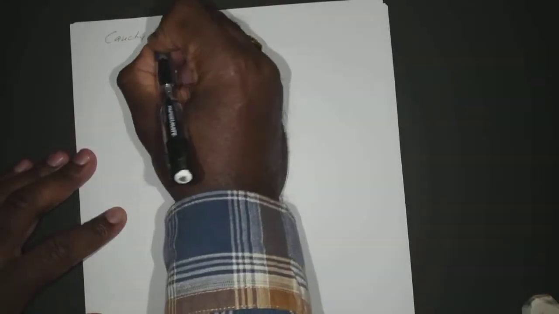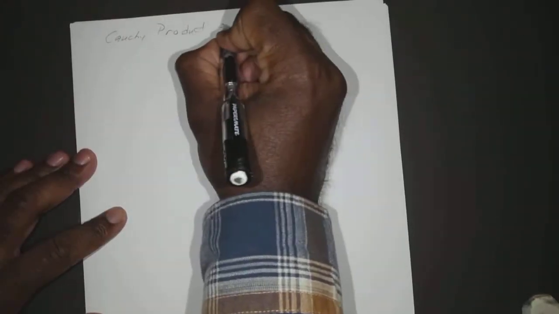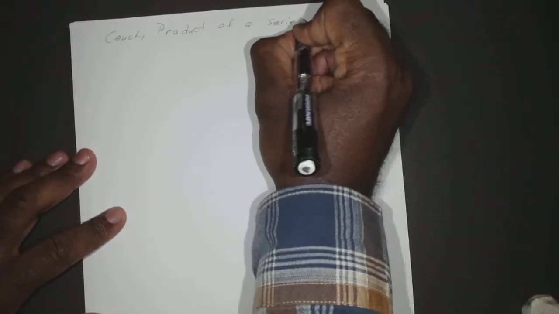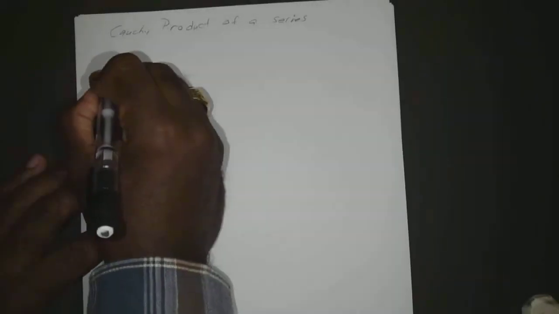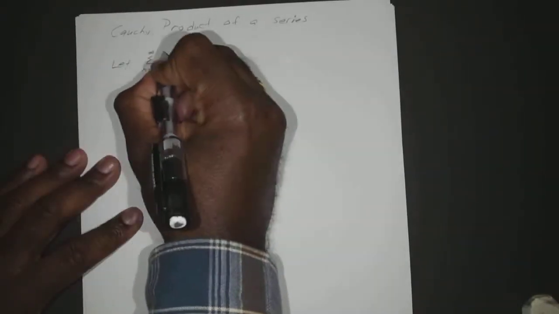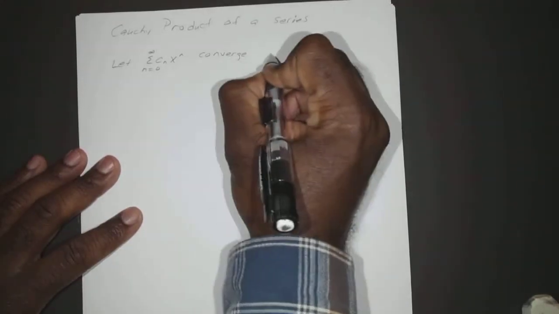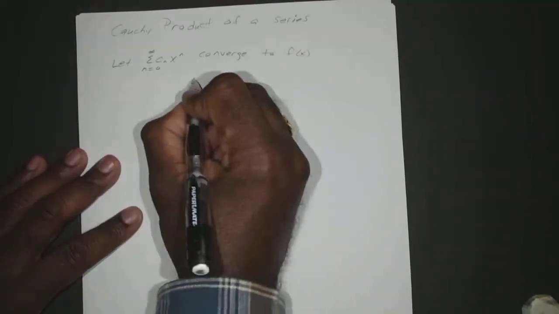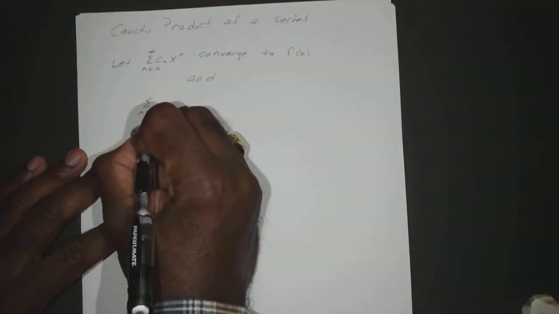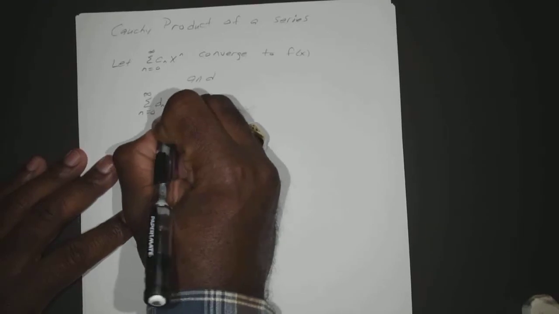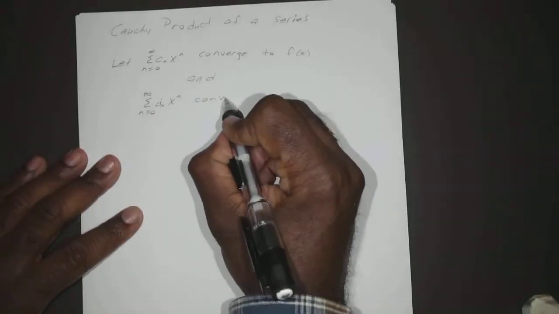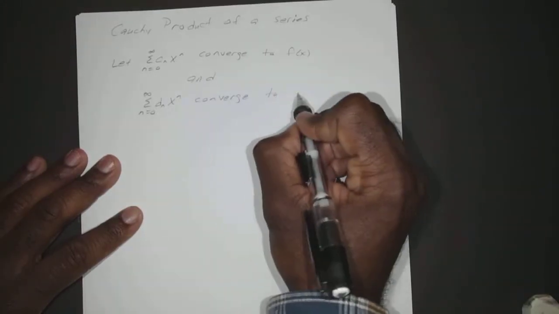And that's the Cauchy product of a series. Okay. So again, we let the sum from n equals 0 to infinity of c sub n times x to the nth power converge to f of x, and the sum from n equals 0 to infinity of d sub n times x to the n converge to g of x on a common interval.